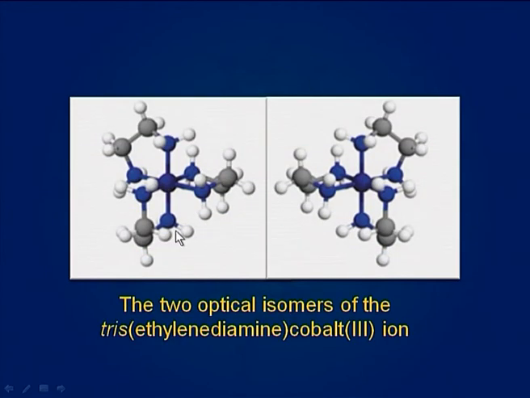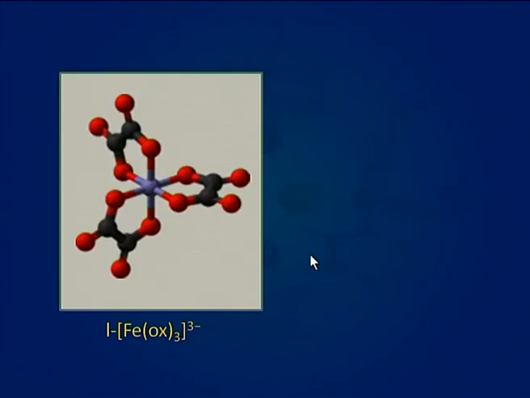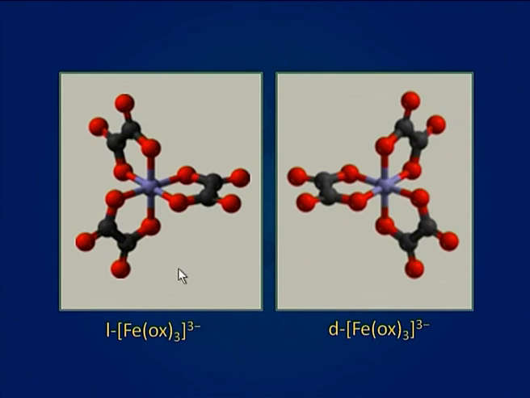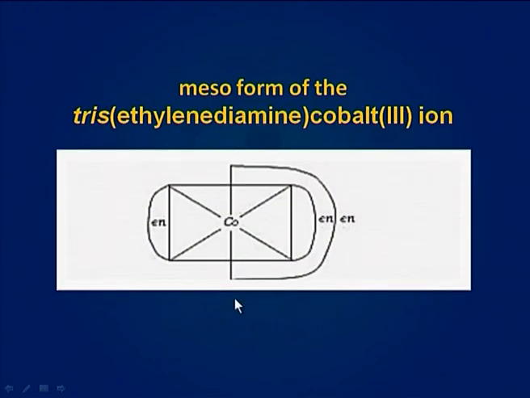Here is the stereo view of two optical isomers of tris(ethylene diamine) cobalt 3 ion. You can see the stereo view of another example of this type of complex, [Fe(ox)3]3-. Here ox is the ligand oxalato, which is a symmetrical bidentate ligand. These two are also optically active. Here is the meso form of tris(ethylene diamine) cobalt 3 ion. Meso forms are always optically inactive because of internal compensation.